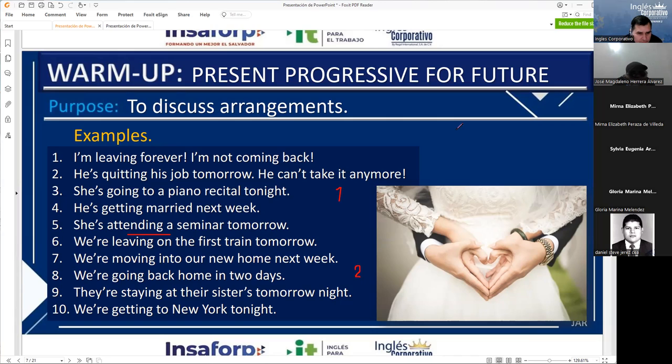We are leaving on the first train tomorrow. We're moving into our new home next week. We're going back home in 2 days. They're staying at their sister's tomorrow night. We're getting to New York tonight. Excellent. Very good. Thank you very much.